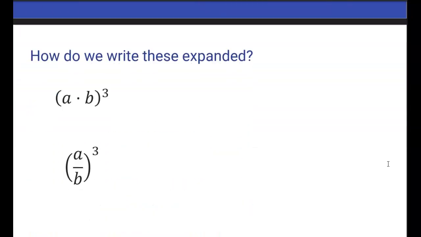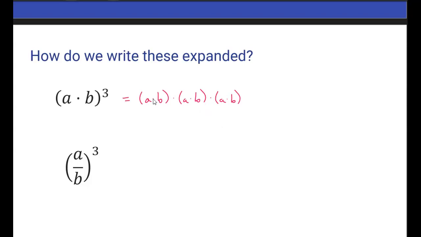So let's look at some new things here. How do we write these expanded? So we have a times b, that quantity cubed. How do we expand that? Well, we know what a cube means. We're just going to multiply it 3 times. So we have a times b times a times b times a times b. Right? 3 times. 1, 2, 3.